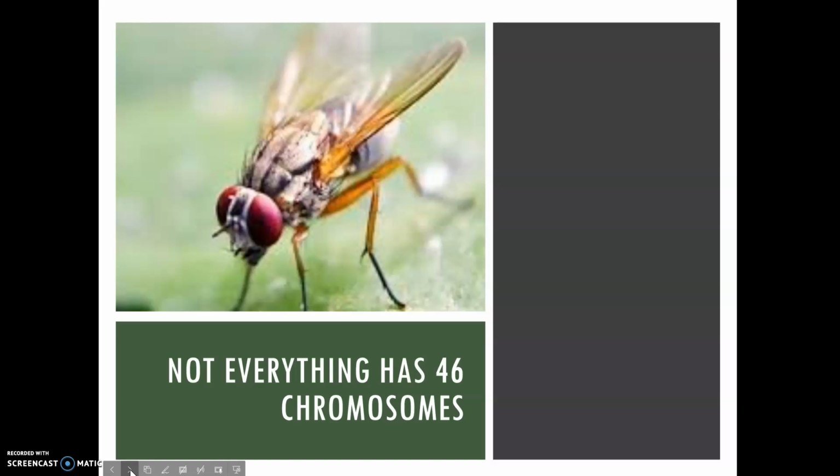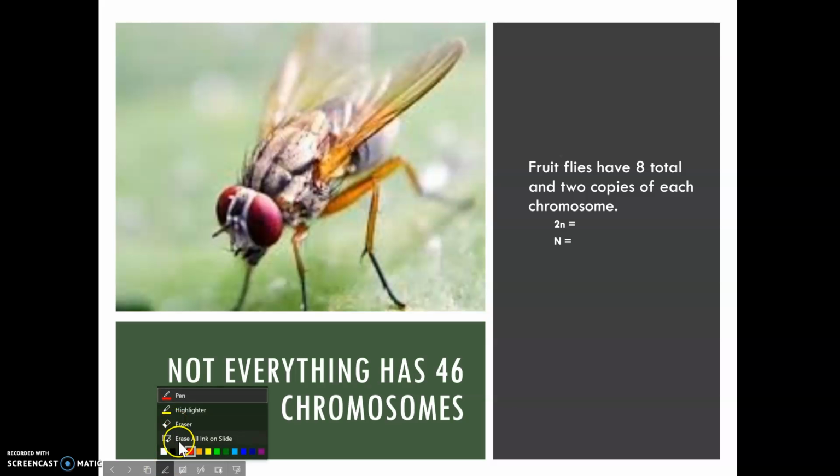So again, even fruit flies don't have 46. They have a much smaller, what we would call genome. They have a total of 8 chromosomes, but they do get one copy from mom and one copy from dad. So for a fruit fly, we would say 2n is equal to 8. So then, of course, what would n be? Divide by 2, and that would be that they have 4 different chromosomes. So not quite as many as we do.